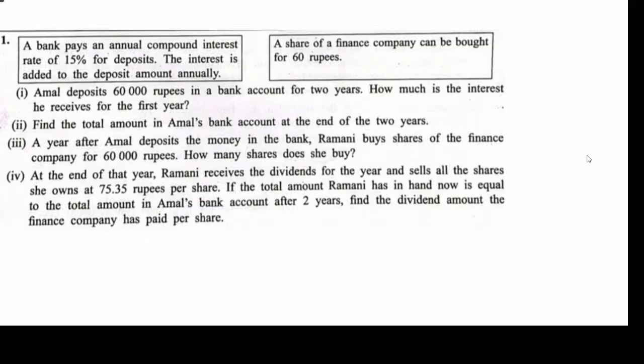So how do you do this Roman 3? Roman 1 we are done. Roman 2 we are done. Roman 3, how do we get the answer? So what's the price? It has been told to us a share of a finance company can be bought for 60 rupees. So Ramani is spending 60,000 rupees.